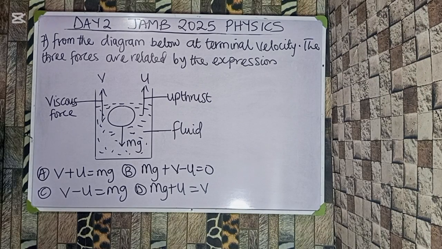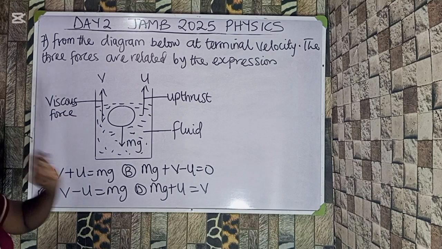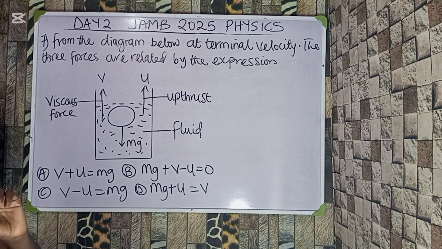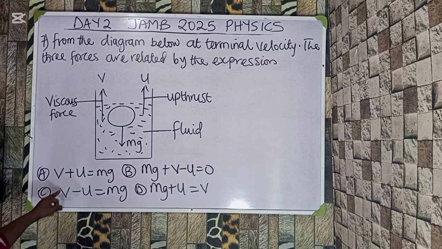Question 7. From the diagram below, at terminal velocity, the three forces are related by the expression. We are going to use this diagram to know how these three forces are related, okay? We have the following options. Option A, V plus U equals mg. Option B, mg plus V minus U equals 0. Option C, V minus U equals mg. Option D, mg plus U equals V.